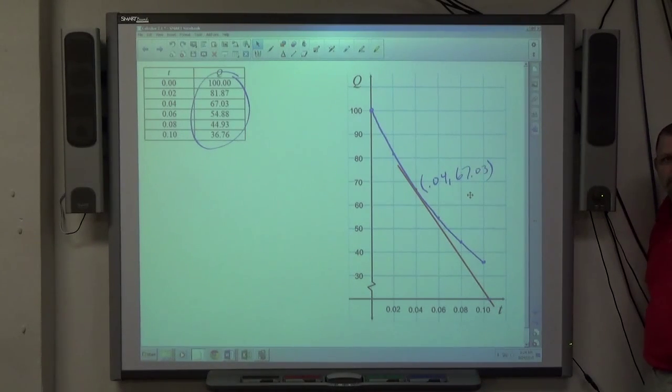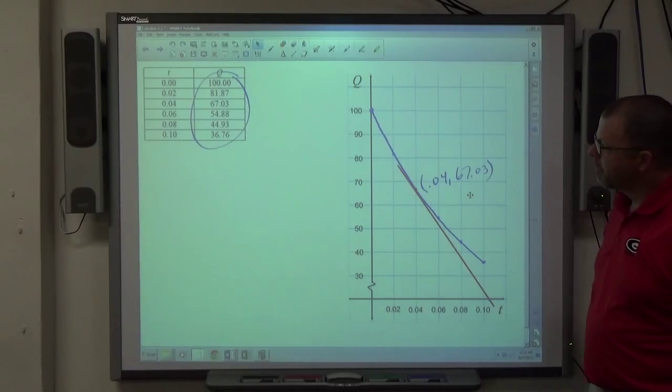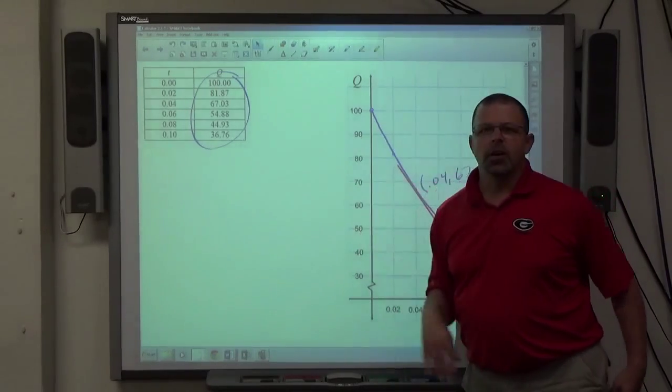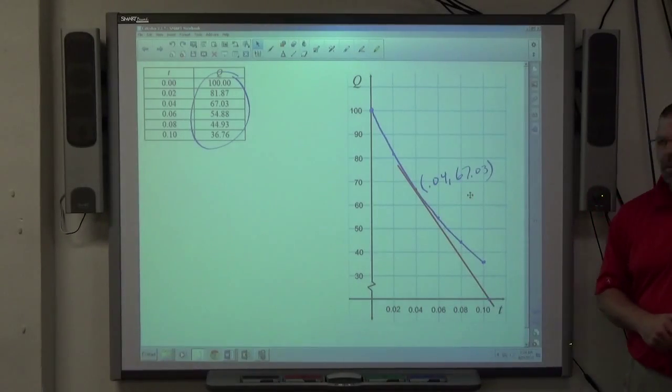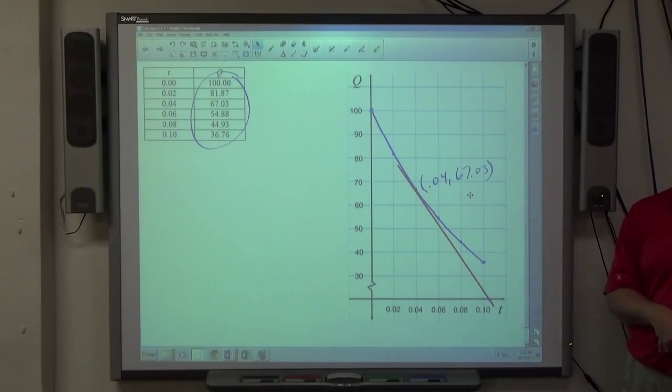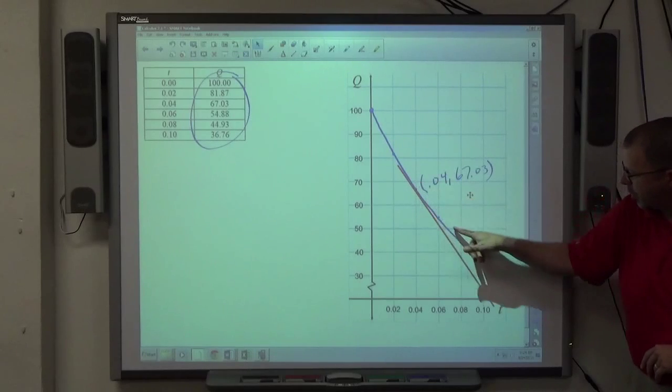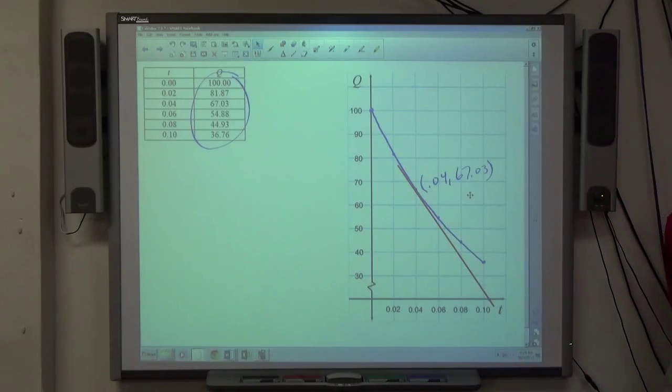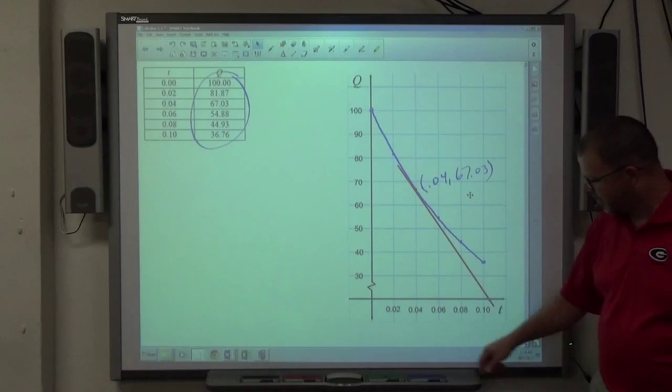Because it ain't on the chart. Yeah, the blue line won't hit it. The only point on this line that's going to be on that chart is going to be this 0.04 comma 67.03. Every other point on the chart would be on this blue curve, not the red line. There's a reason. You guys are overthinking the reason, I think.